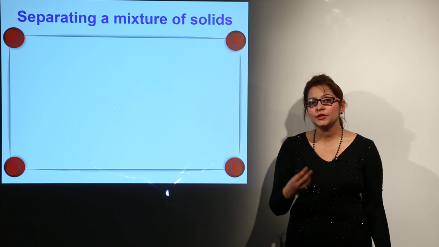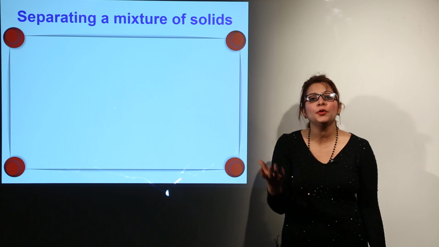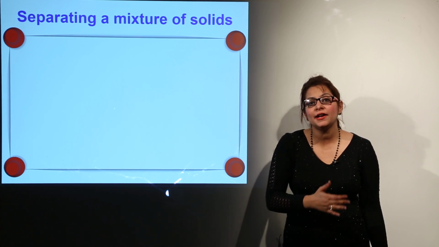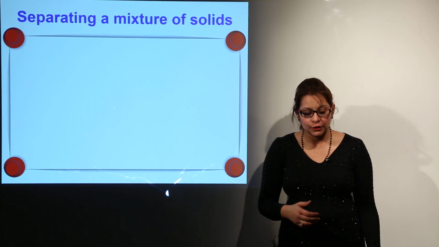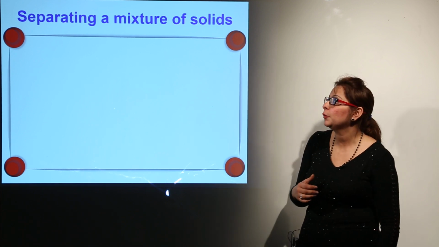Like we come across a mixture of two solids in which one solid shows some particular property, but the other one does not show such property. So this is how we are going to separate the mixture of solids by using a particular property.